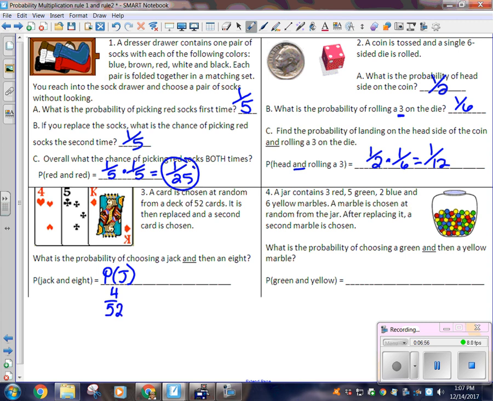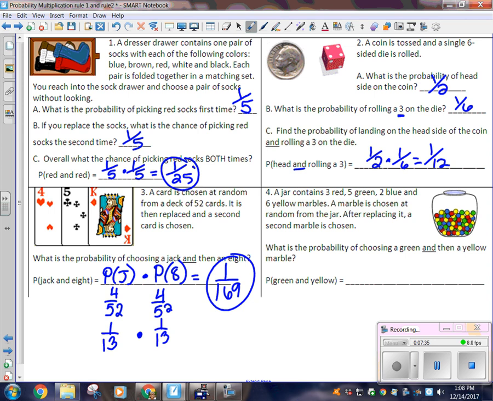I strongly suggest before you multiply that you might want to reduce that first. Otherwise, you're going to be dealing with some really large numbers. So I'd probably reduce that to what? 1/13, okay, times the probability that you're going to get a what? 8. What's the probability you're going to get 8? Still 4 out of 52, or 1/13. Multiply together. What's your chances of getting a jack and an 8? 1 out of 13 squared is 169.